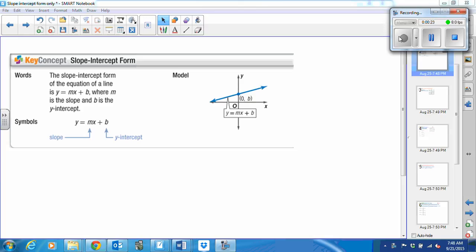So slope-intercept form is the line y equals mx plus b, where m is your slope and b is your y-intercept. And as you just did the IXLs, you should be very, very comfortable at this point finding slope of lines.